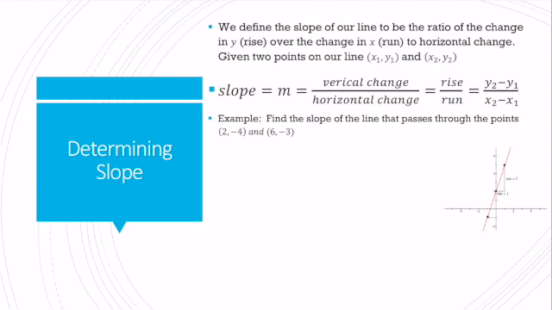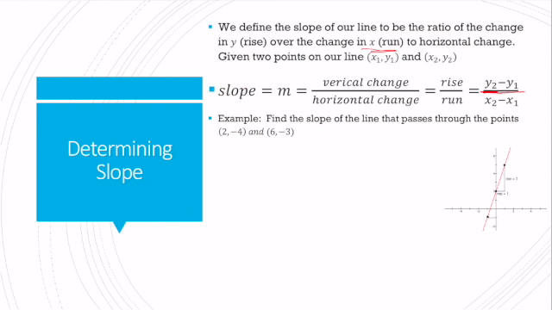So how do we calculate the slope? We determine the slope of our line to be the ratio of the change in y, so that's our rise, how much we go up or down, over our change in x, which is our run, our horizontal change. You're probably going to hear me say something like rise over run. Rise just means I'm talking about going up or down. Run means I'm talking about going left to right. So we have this formula for slope, which is our vertical change, y2 minus y1, over our horizontal change, x2 minus x1.